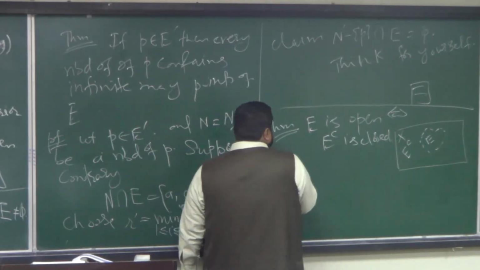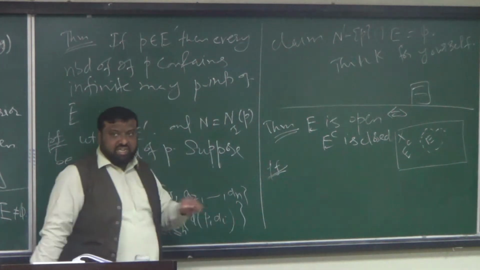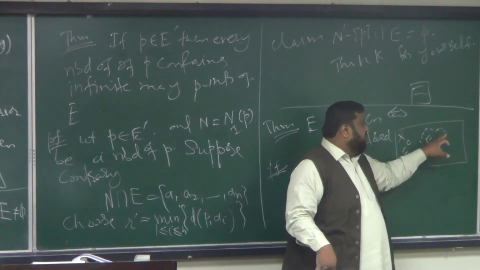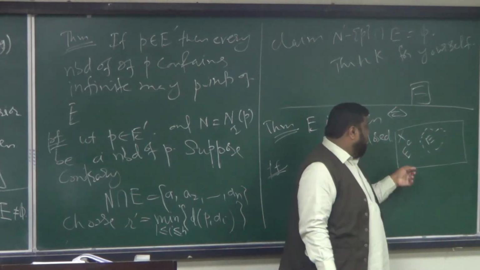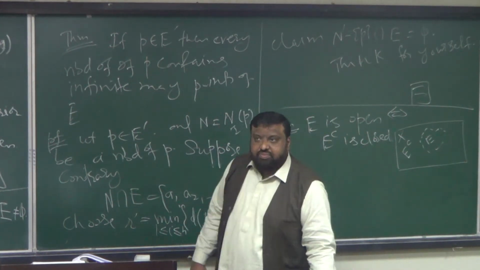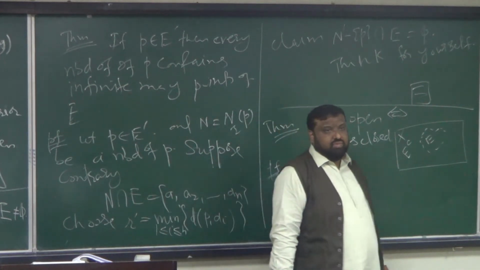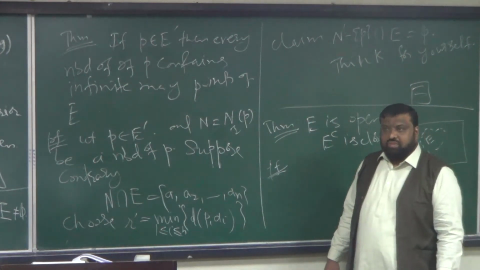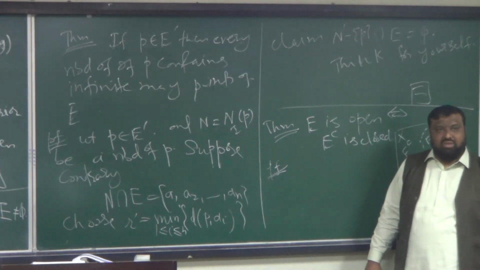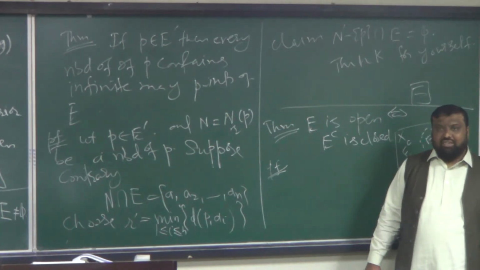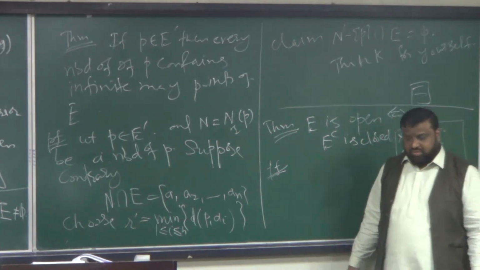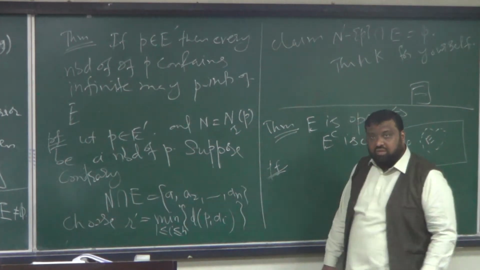Let's think about it pictorially first and then try to write it realistically. Imagine I'm assuming that E is open, and I want to claim that E complement is closed. A set is closed when all its limit points are contained in it. So a set E is closed if it contains all of its limit points.